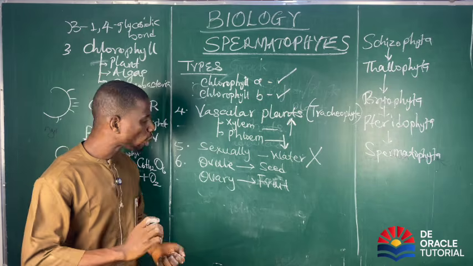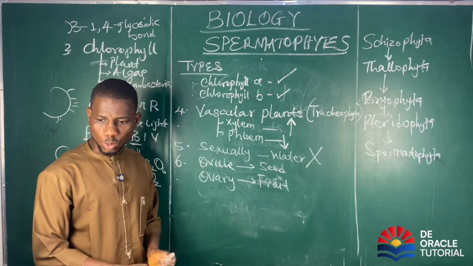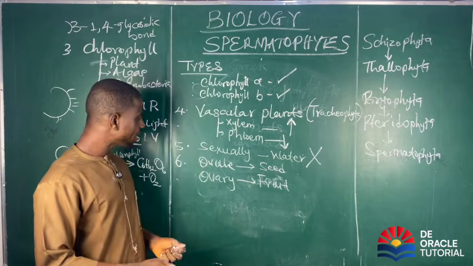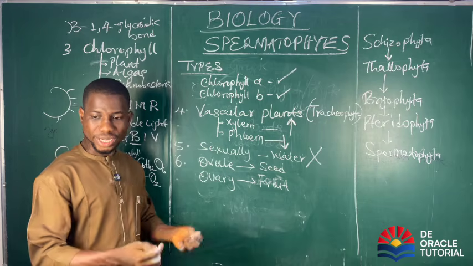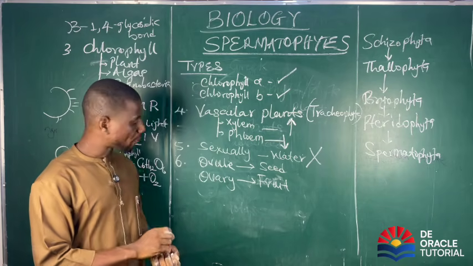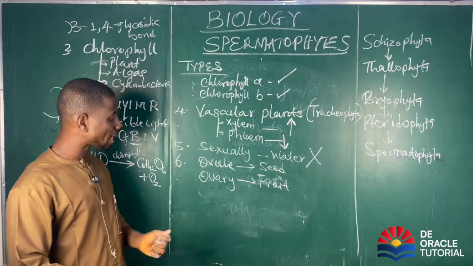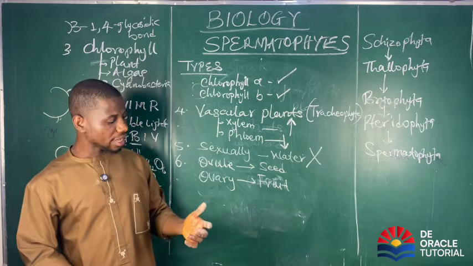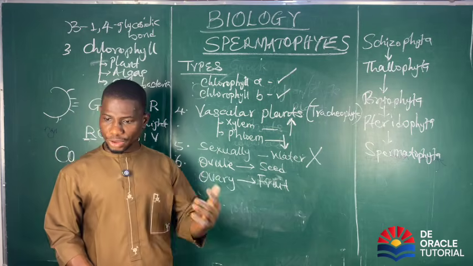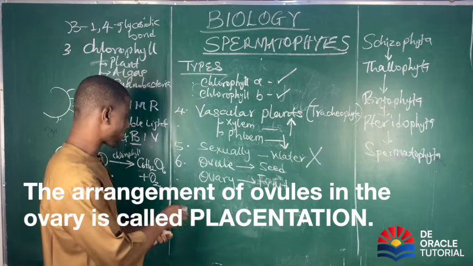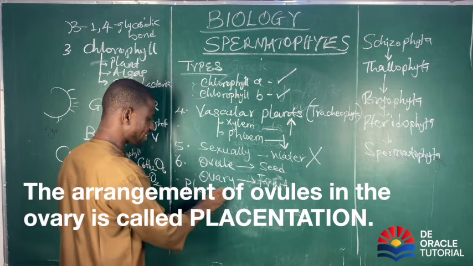Now there is what is called placentation. It simply means the arrangement of ovule within the ovary. What did I say? Placentation simply means the arrangement of ovule within the ovary. In exam, it can be a question. The arrangement of the ovule within the ovary of a plant is called what? Placentation.